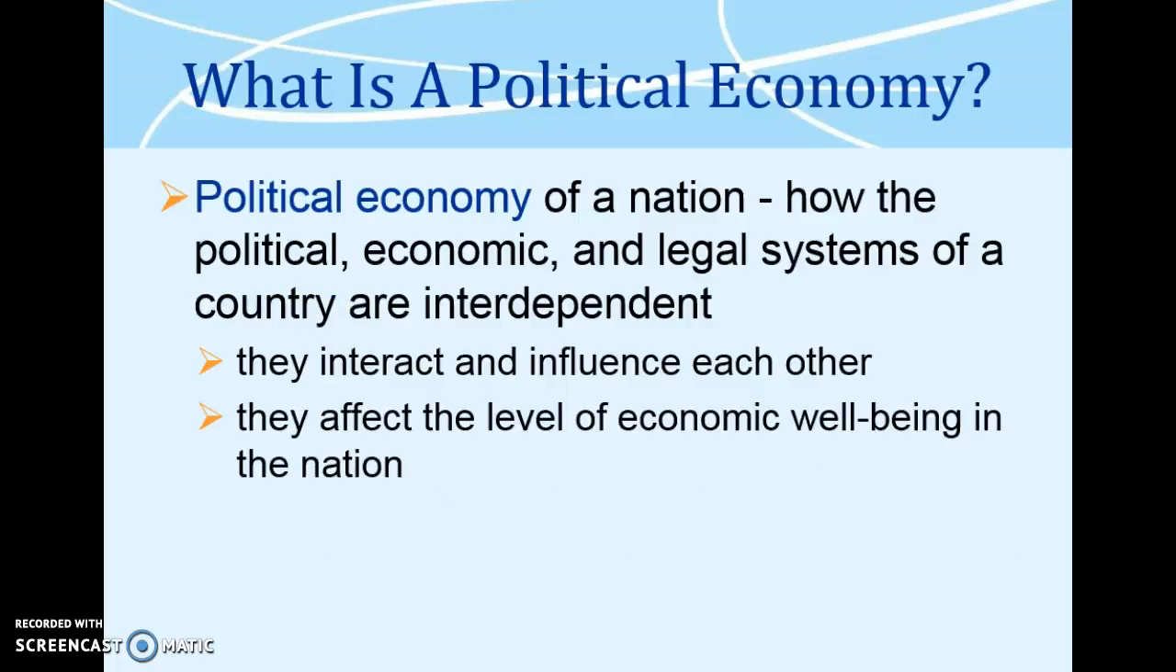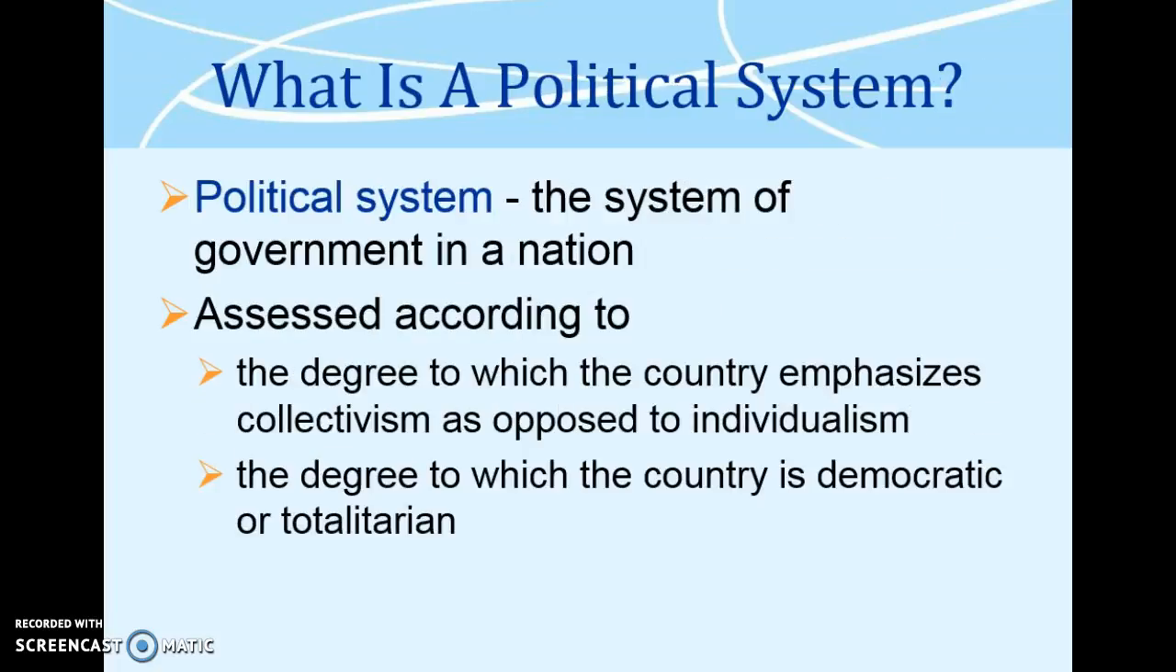What is a political economy? The political economy of a nation is how the political, economic, and legal systems of a country are interdependent. They interact and influence each other. They affect the level of economic well-being in the nation.